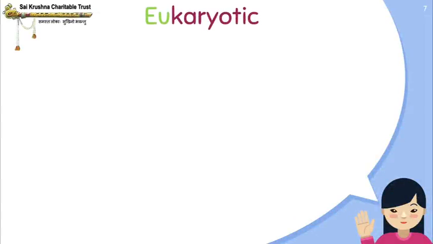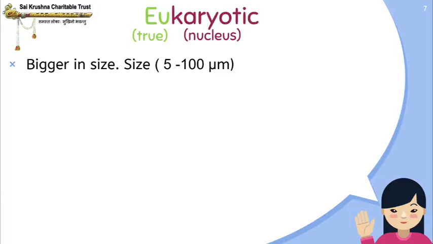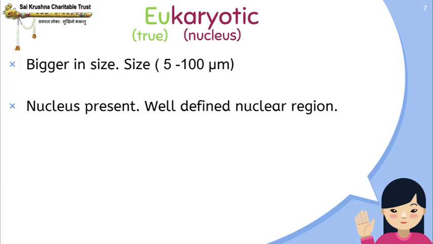The word eukaryotic itself gives us a clue about the structure of the cell. Karyo means nucleus and eu means true. So it has a true, well-defined nucleus. Eukaryotic cells are bigger in size. They range between 5 to 100 micrometers. So they are bigger when compared to prokaryotic cells. Nucleus is present. Well-defined nuclear region is present, and nucleolus is also present.